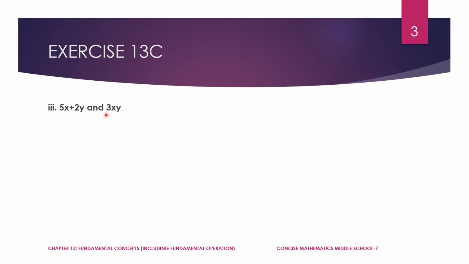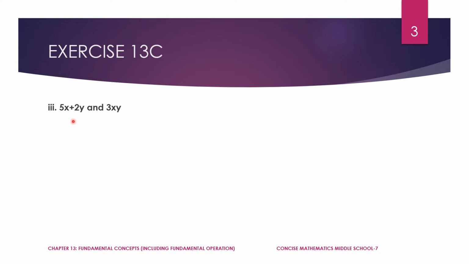Our third question, 5x plus 2y and 3xy. Here they have given two expressions. Here this one is one expression and this one is the second expression. Now we have to multiply the two expressions. This is called a binomial expression. I have already explained about these types of expressions in a previous video. Please check the description box.